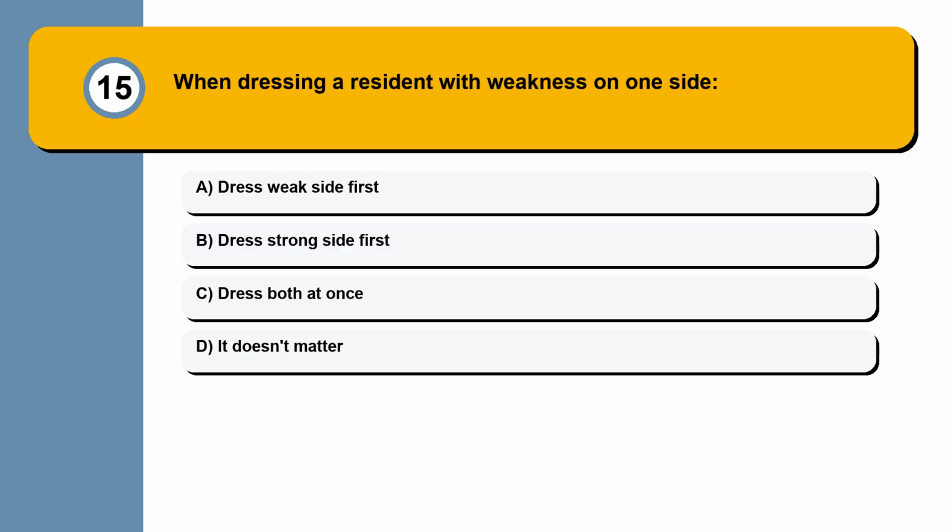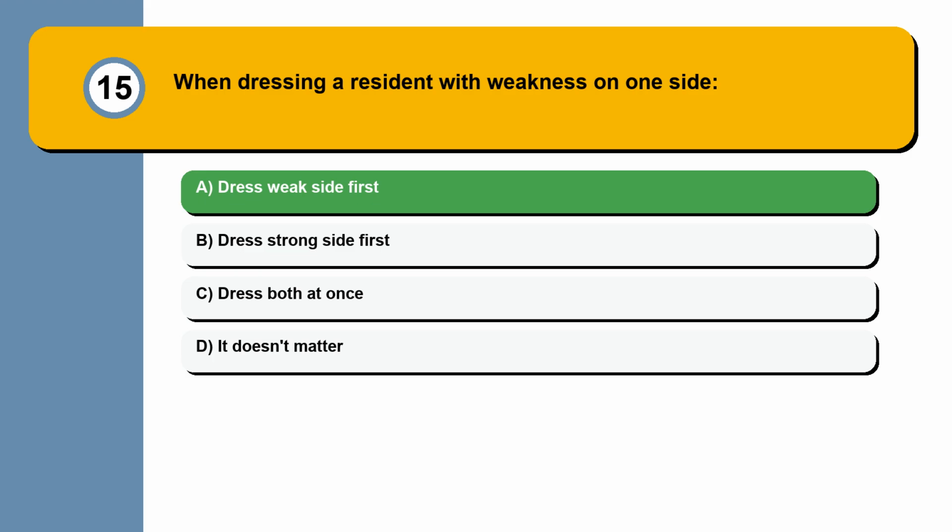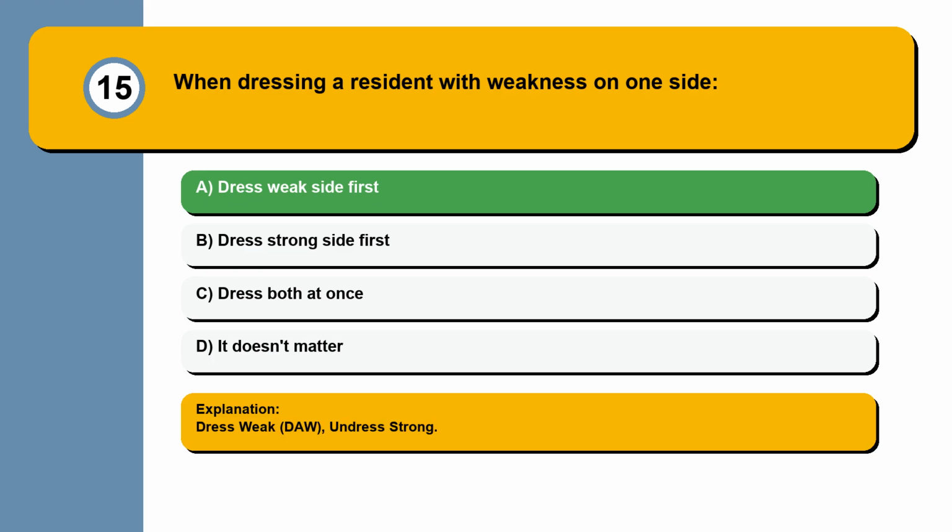Question 15. When dressing a resident with weakness on one side. Dress weak side first. Dress strong side first. Dress both at once. It doesn't matter. Dress weak, undress strong.